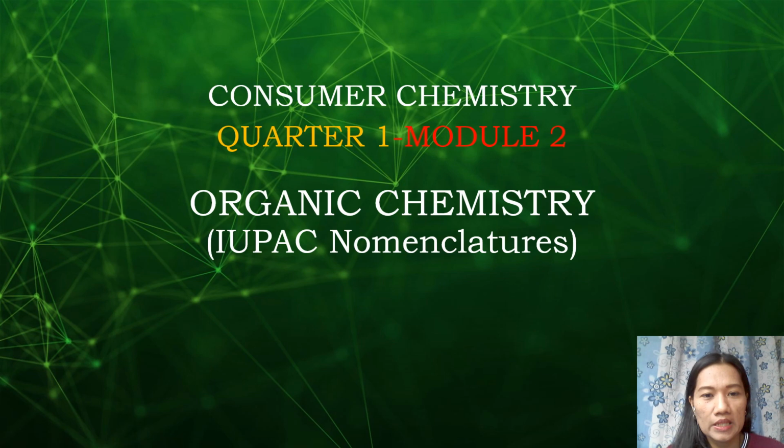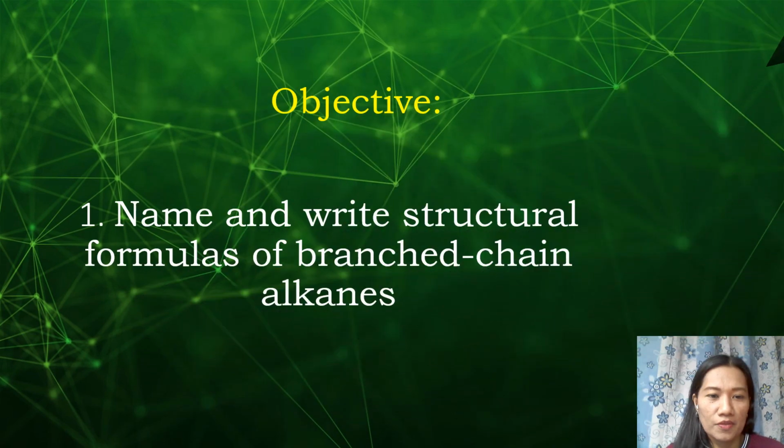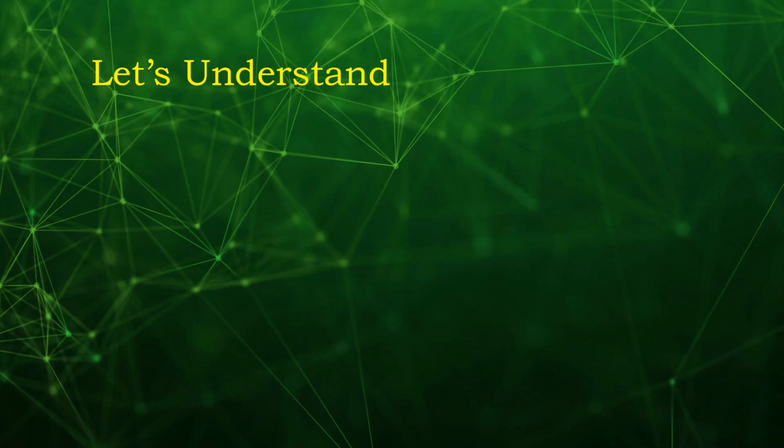We are now with our module number 2 in quarter 1. So still we are talking about organic chemistry. So our objective for this week is to name and write structural formulas of branch chain alkanes. So let's understand some concepts that you will encounter in this week.